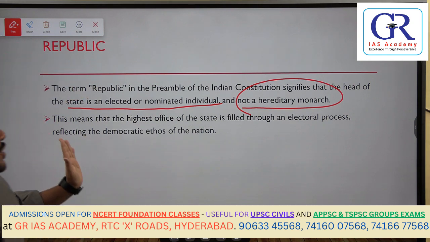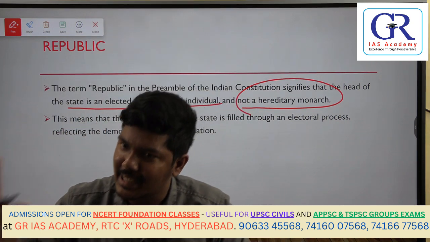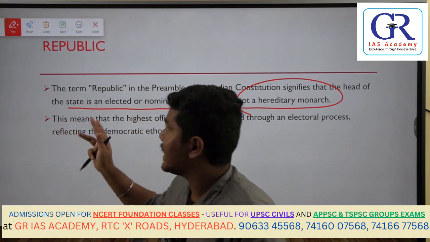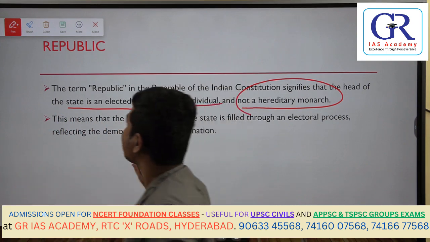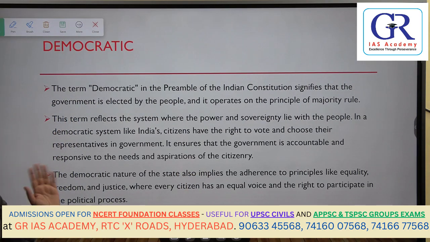So I hope we have covered all the words: sovereign, socialist, secular, and republic. Democratic is missing. And the last word is democratic. What is democratic?